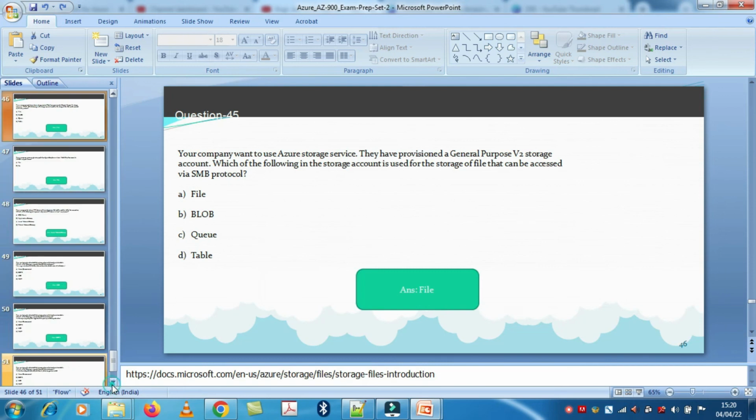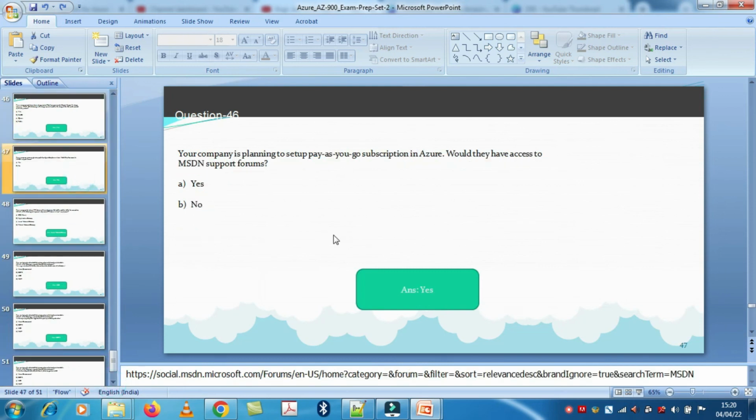Now moving to the next question, guys. Your company is planning to set up a pay as you go subscription in Azure. Would they have access to the MSDN support forum? Yes, absolutely, this is true. There is nothing we can do. The answer is yes.